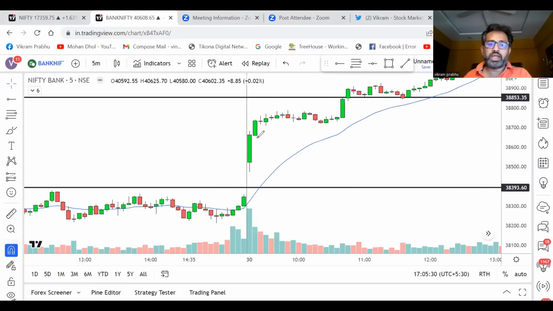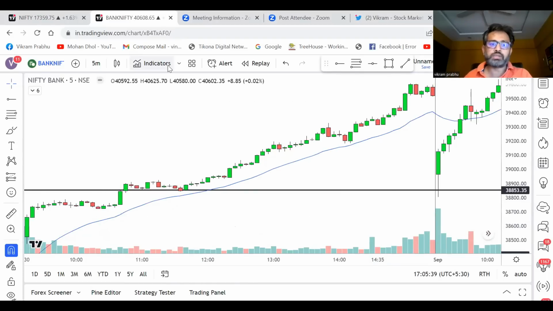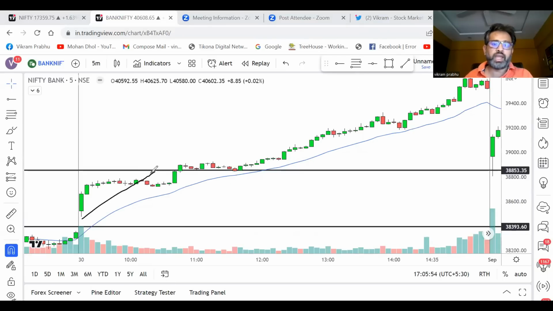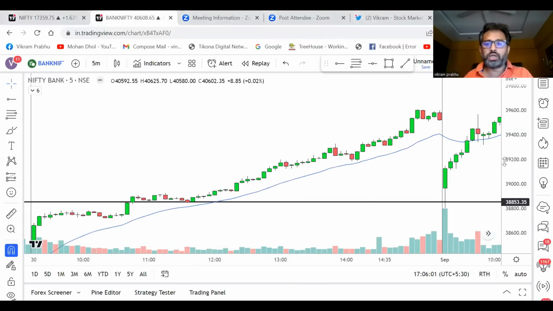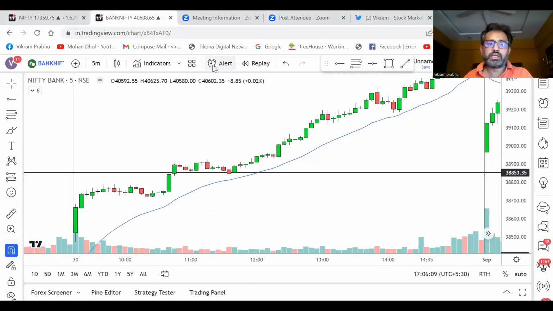Though it opened above the gap border, in no time it filled the gap. And once that gap was broken, look at how big that day was. It did not stop after filling the gap, right? It filled the gap very aggressively, but after that, a huge move. A huge trending day, one of the best trending days, on 30th August 2022, and Bank Nifty closed almost at the high of the day.